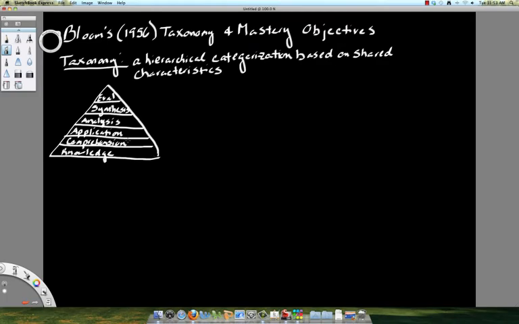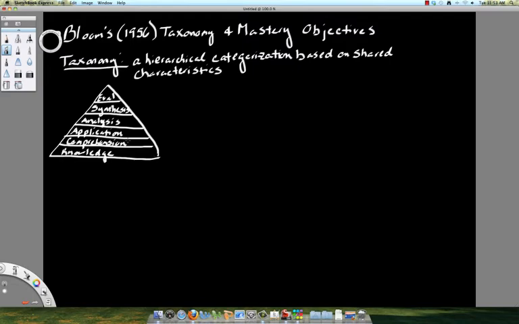For at least the past 20 to 30 years, Bloom's taxonomy has been used to help us create what we call mastery objectives. And before we actually get into what a mastery objective is, it's really important to understand Bloom's taxonomy, what it was intended to do, and then how educators have reappropriated it to help us measure and guide our lesson planning and our teaching.